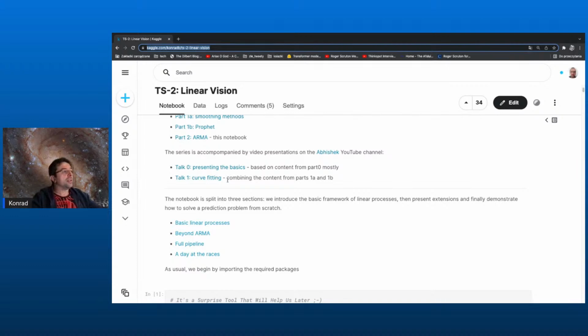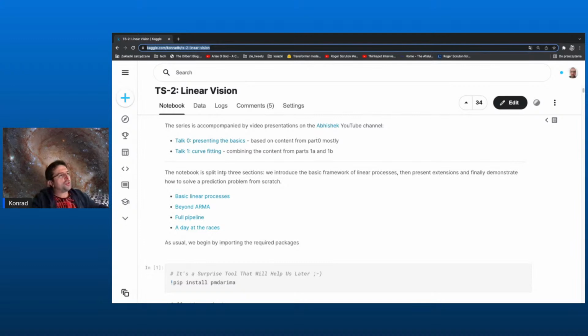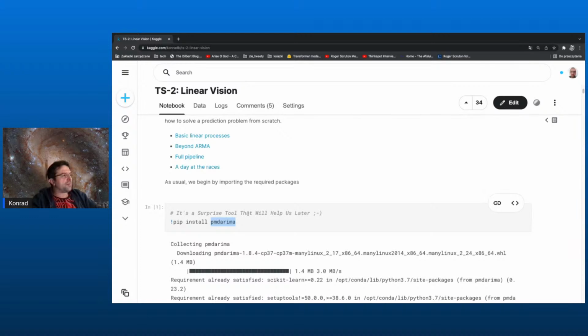First, we will talk about what linear processes are, and a warning a priori: there's going to be some math, so I hope you are not utterly allergic to it. Then we will discuss how we can extend this existing framework, and then show how we can combine the different bits and pieces to solve a prediction problem beginning from scratch. First thing we do, apart from the usual imports, which will happen in a second, is install a fantastic package called pmdarima.